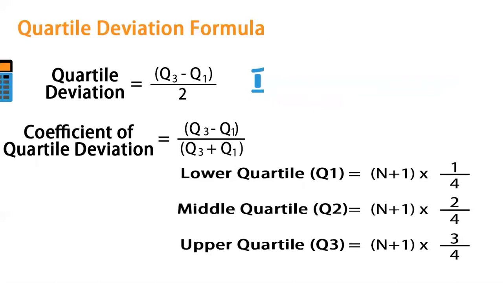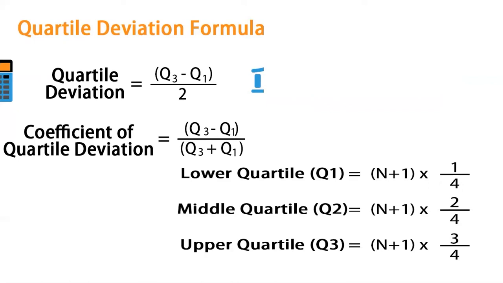The quartile deviation formula, expressed more elaborately, is Q3 minus Q1 divided by 2. Then, how do we determine the coefficient of quartile deviation? The coefficient of quartile deviation is calculated by Q3 minus Q1 divided by Q3 plus Q1.